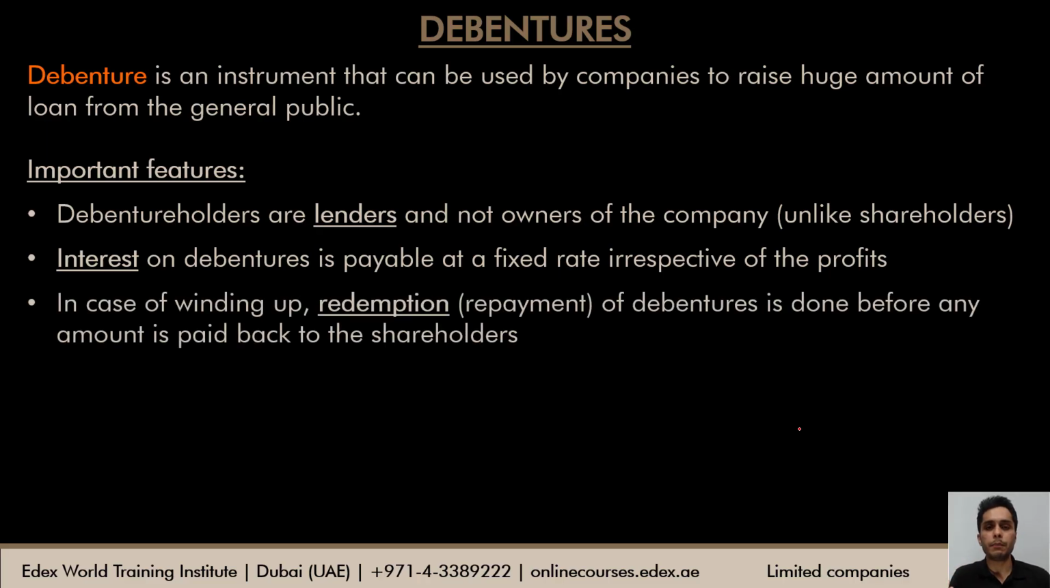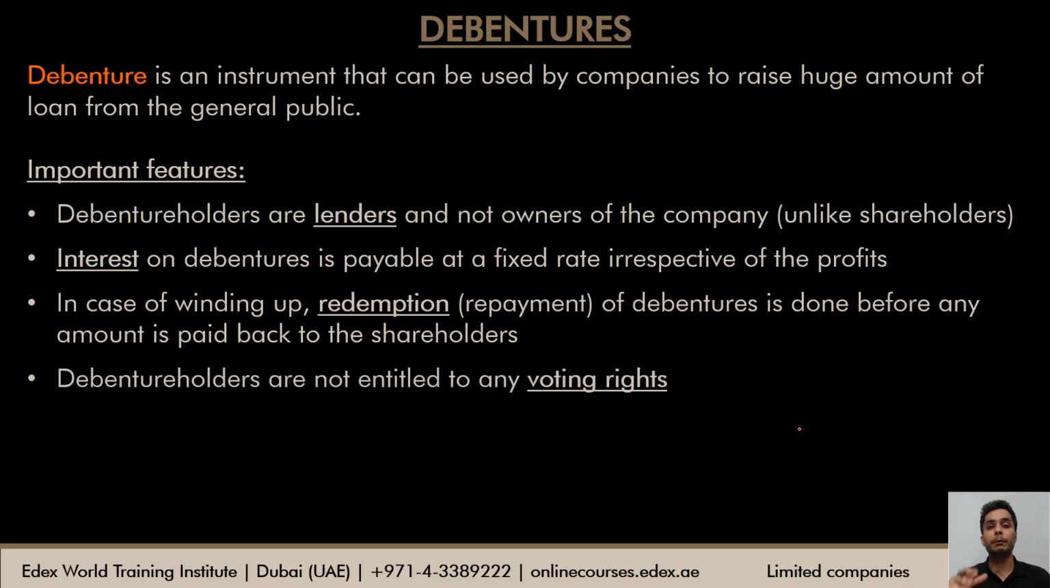In case of winding up, before any amount of assets can be paid back to the preference shareholders or ordinary shareholders, first they have to be paid to the debenture holders. The amount of loan has to be returned back to the debenture holders and then only amount can be repaid back to the shareholders. Now, debenture holders are also not entitled to any kind of voting rights like preference shareholders. Only ordinary shareholders are entitled to voting rights in the AGM.